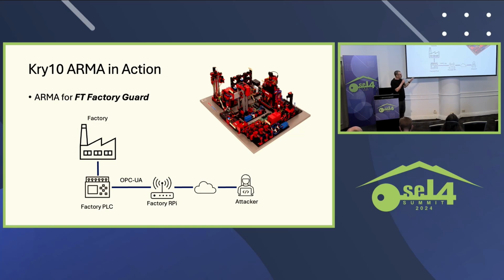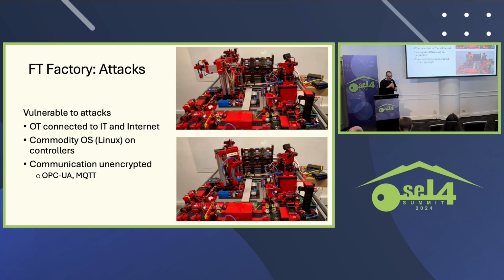One of the things is that this factory is not very secure. It's a nice demonstration of what a real industrial control system looks like, because they're also typically not built to be secure. The OT, operational technology, which is what runs the factory, is connected pretty much directly to the information technology and internet. So you can get in and do things without any authentication. It's running commodity OSs like Linux on the controllers, which can be compromised. And the communication between the node and the PLC is unencrypted. We've got OPC UA that's unencrypted, MQTT that's unencrypted, and so on.